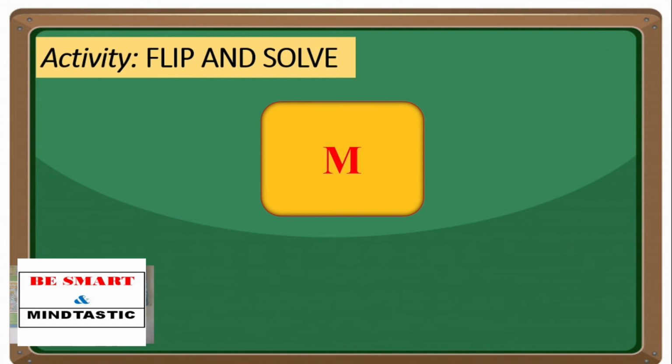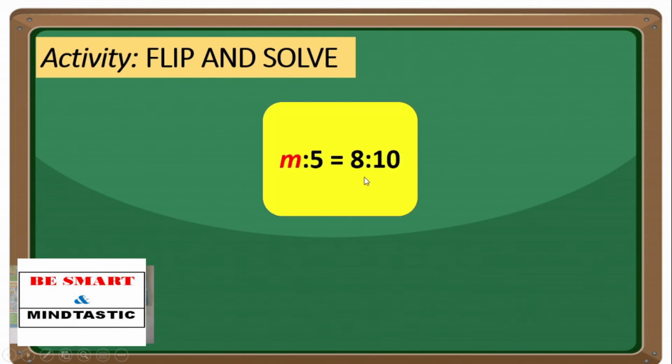You find the missing term. Okay? And you have 10 seconds to do it. Okay, are you ready? Okay, very good. So let's start now. M is to 5 as 8 is to 10. Find M and your time starts now. You can do it mentally, class. It's very easy.